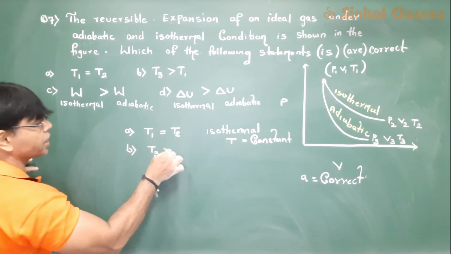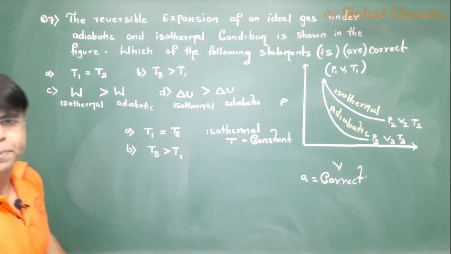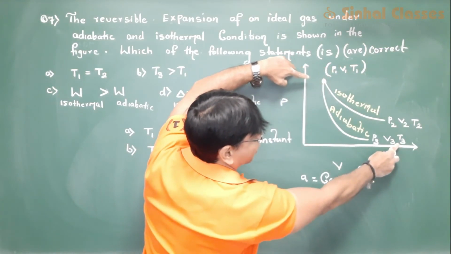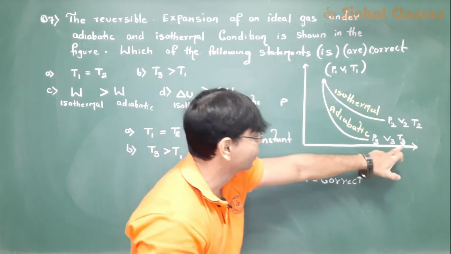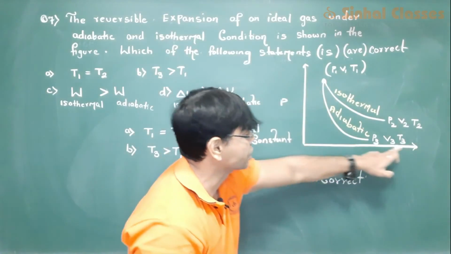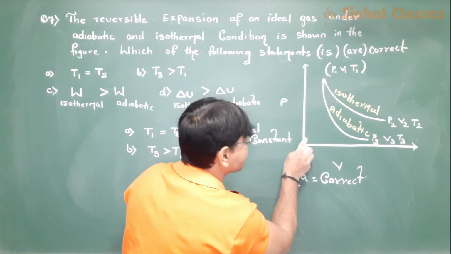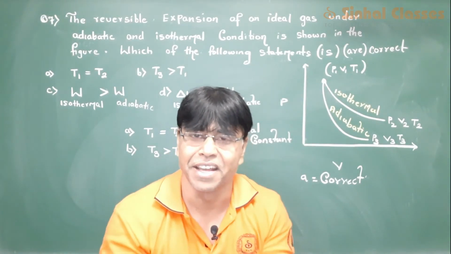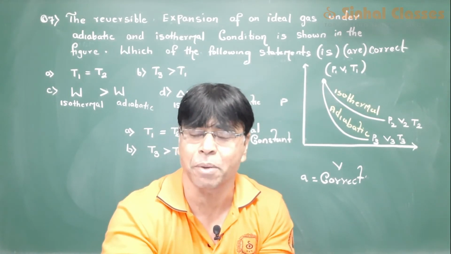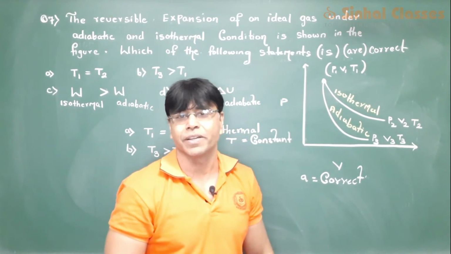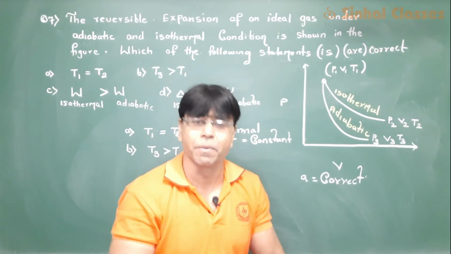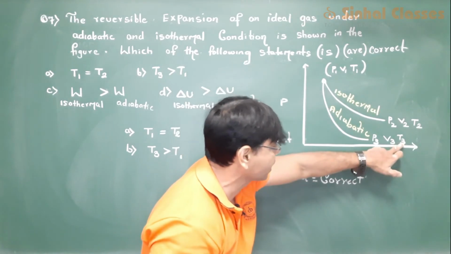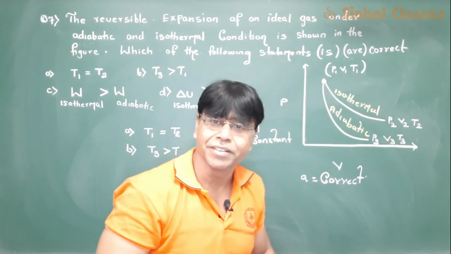Now let's talk about option B. It says T3 is greater than T1. Let us analyze it. T1 is here and T3 is here. Look here, T3, adiabatic process, the pressure is very less. If the pressure is less, definitely, pressure and temperature are directly proportional as long as the volume is constant. If the pressure is less, definitely it is cooling. So temperature should be less. That means T3 should be lesser than T1.